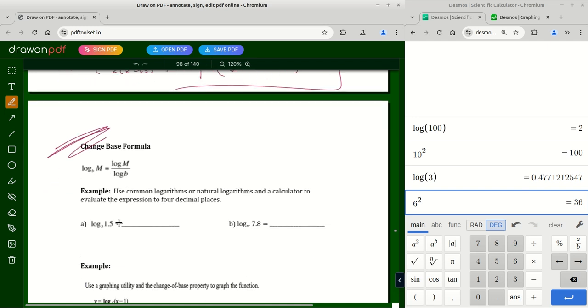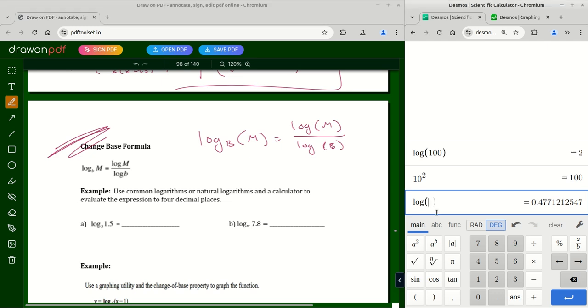So, the change of base formula. I'm going to rewrite this because I want to. Log base b of m is equal to log of m divided by log of b. Notice that I've changed my base to base 10, the common base. So I can now put this into a decimal scientific calculator.